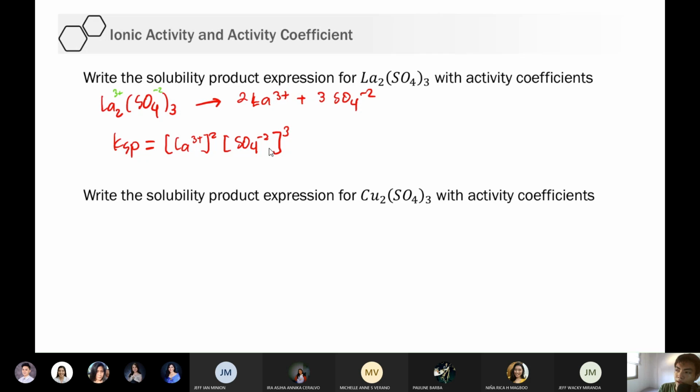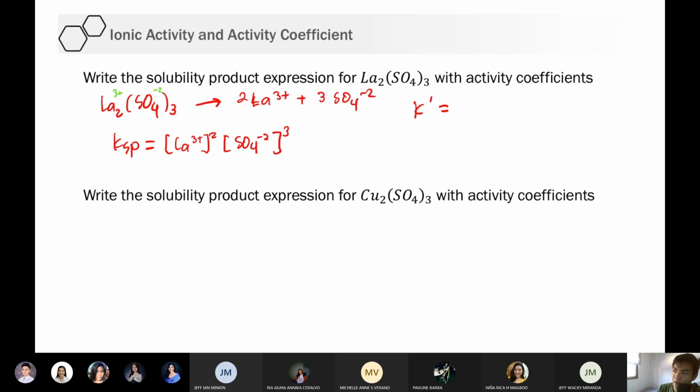Okay, so that's the KSP. How about if we write the KSP with activity coefficient? That means we are now looking for K prime. K prime is similar to our original K. However, instead of writing the concentrations, we write the activities.